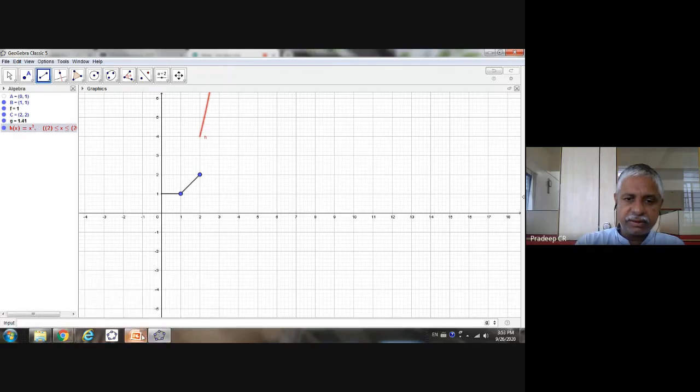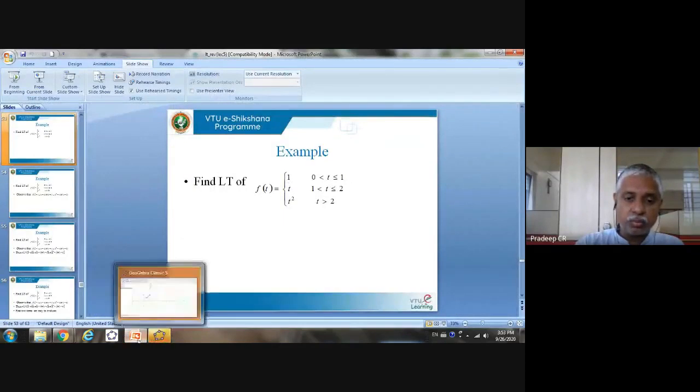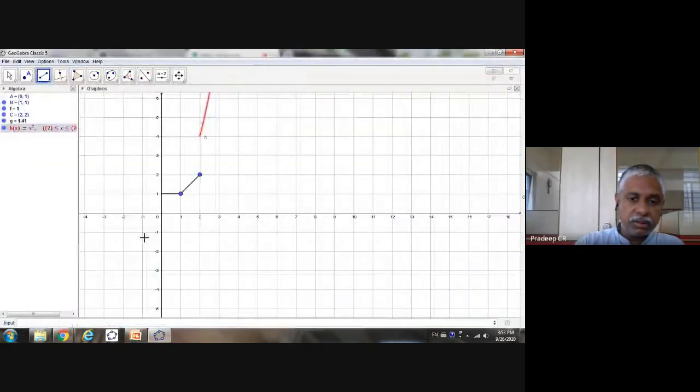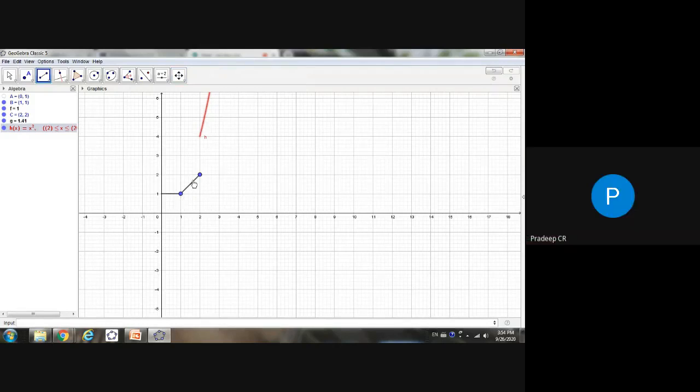Let me check this function once more. Oh, between 1 and 2 it is t, so at 2 it should have been 2. Yeah, correct. t square, yeah, okay. This is correct. What I have done is correct. No problem. This function is correct. See, this function is 1 between 0 and 1, t between 1 and 2, and t square beyond 2.